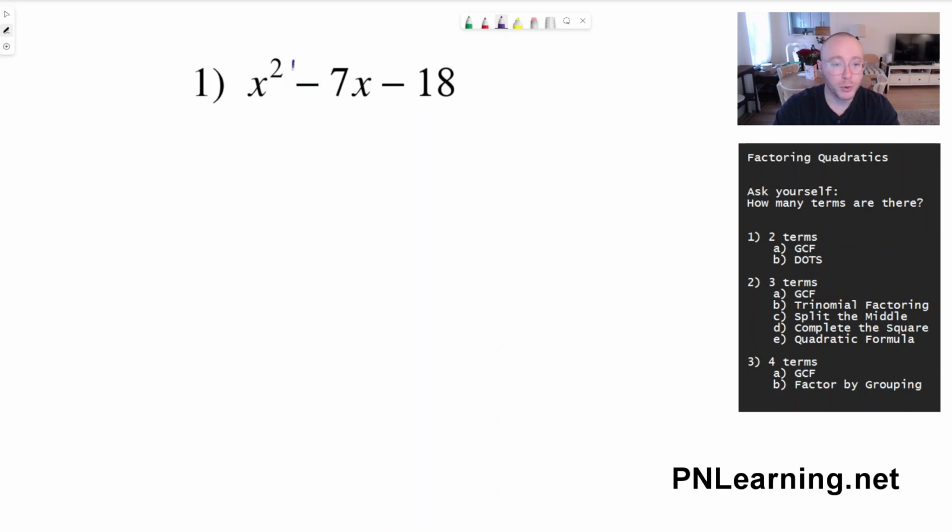It's also important to note that these negative symbols are a part of the term. So if you look at this particular example, we would say that x squared, negative 7x, and negative 18 are your three terms. So this is what we would call a quadratic trinomial. It's quadratic because the highest power of the x is 2, and it's a trinomial because of the three terms that we outlined before.